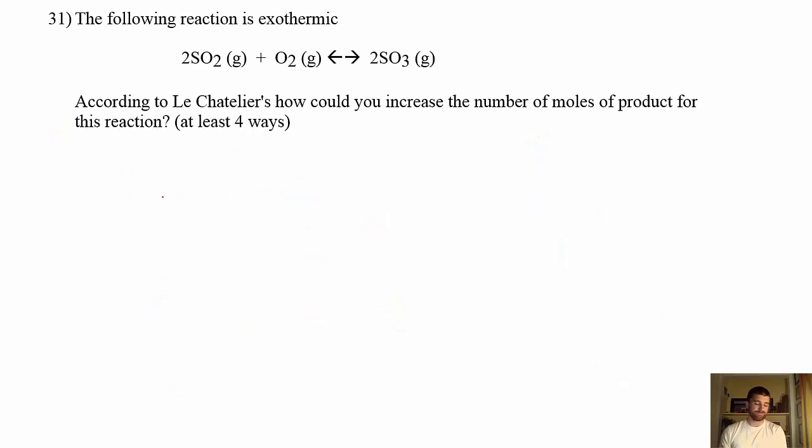All right, 31. It says the following reaction is exothermic, but they don't tell you the specific heat or anything that's being generated. But we do know if it's exothermic that heat's being generated. So heat is a product. So we can put it right there.